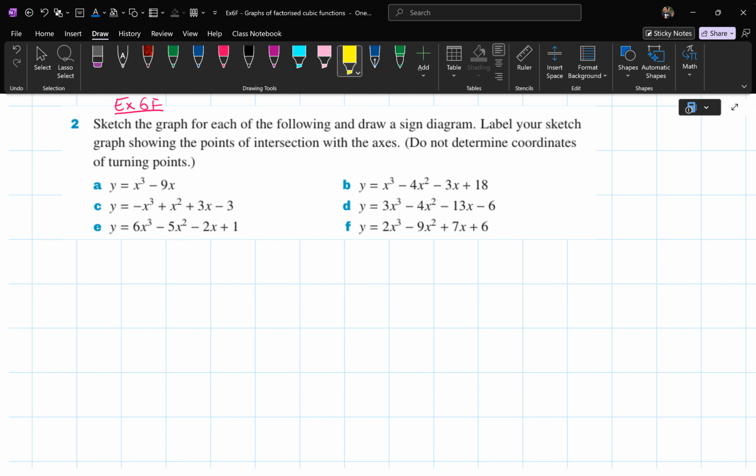Explanation for when they say draw a sign diagram. Let's take a first one. Let's do an easy one. Let's have a look at this function here.